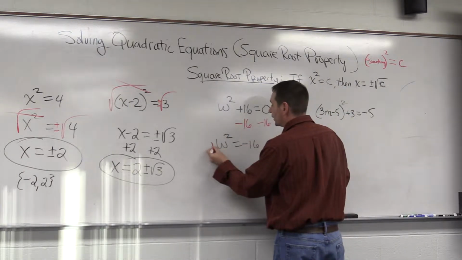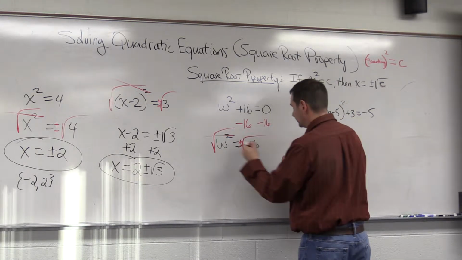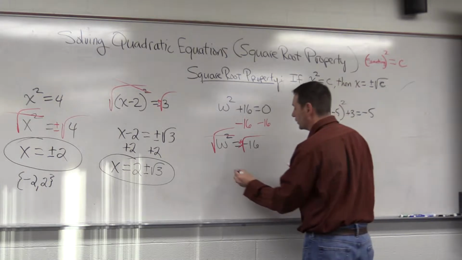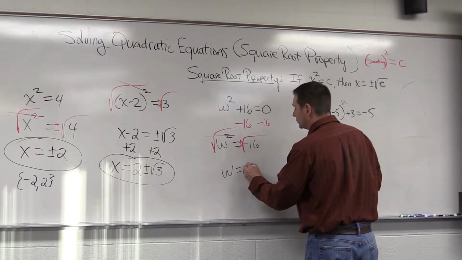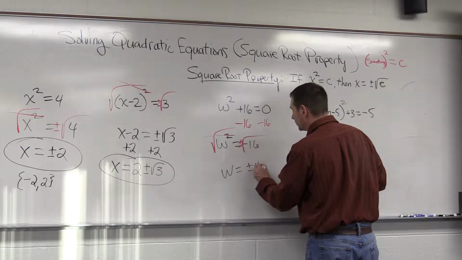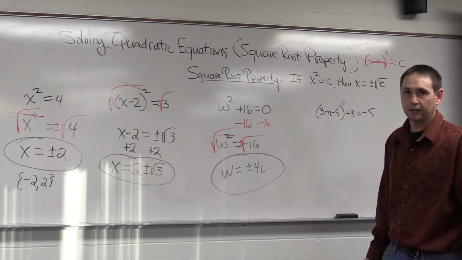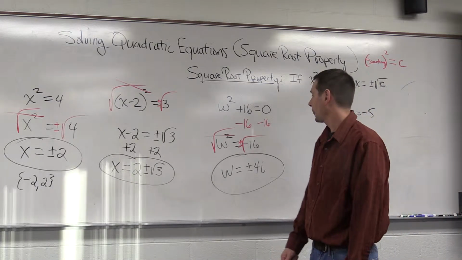Then I take the square root on both sides, plus minus the square root of the right side. Square and square root wipe each other out. W is equal to plus or minus the square root of negative 16. Pull your i out: plus or minus 4i, since the square root of 16 is 4. Two answers, negative 4i and positive 4i.